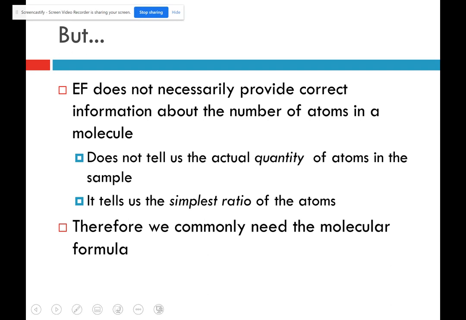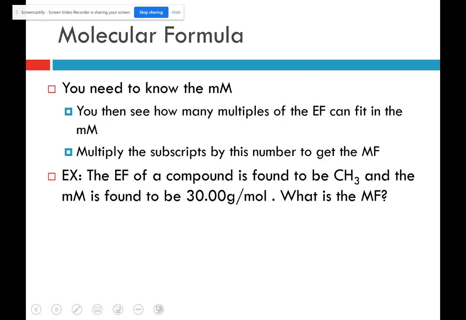Okay? So I'm going to show you how we would take empirical formulas and turn them into molecular formulas. So here's what it says. Let's say I just calculated that the empirical formula of a substance is found to be CH3. And you are also given the fact that we know the molar mass of the actual compound is 30 grams per mole. What we need to do is figure out how many times this simple ratio, CH3, can actually fit into the overall mass. So here's what we do.